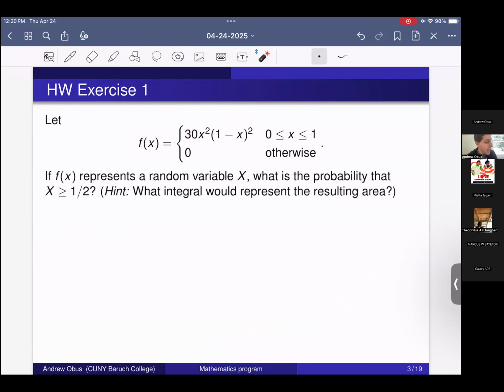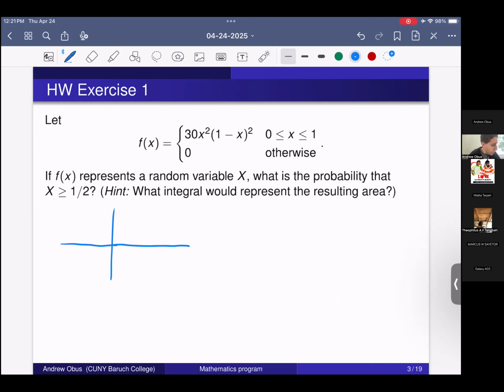So what this means is that this random variable takes values only between 0 and 1. It can't take a value less than 0 or greater than 1, because the probability density function is 0 there, right? So maybe I'll just graph this on the computer to see what it looks like. Graph y equals 30x squared times (1 minus x) squared. Okay, so this graph more or less looks like this. I'll just show you what it looks like.